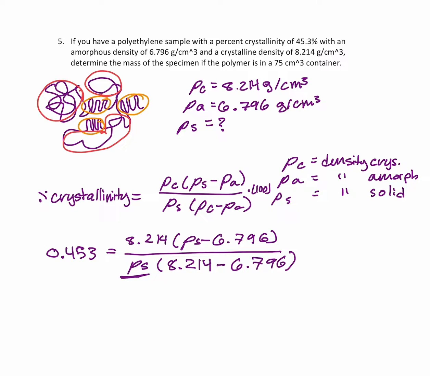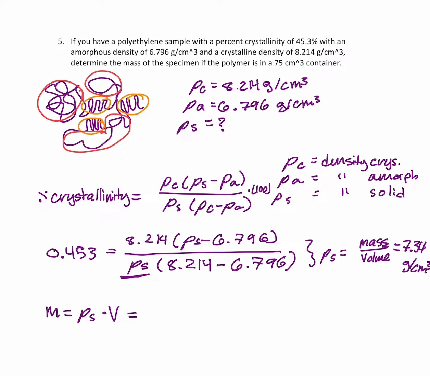And so we can go ahead and plug this into our calculator. We should get that the density of the total solid sample, which is going to be mass over volume, is going to be equal to 7.34-ish grams per centimeters cubed. All right, so since we know that our density is mass over volume and it gives us the size of the sample, which is 75 cubic centimeters, we can go ahead and rearrange the equation so that we get our mass, which is what we're solving for, is equal to the density times the volume.